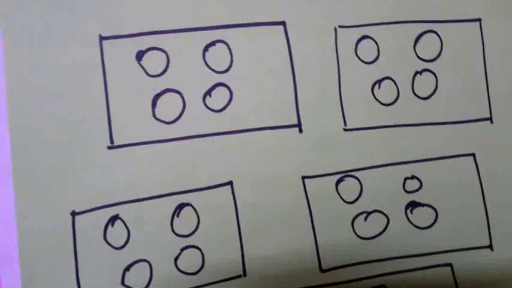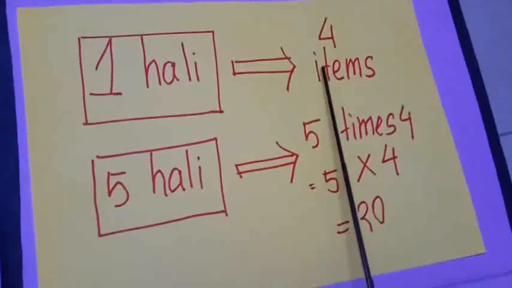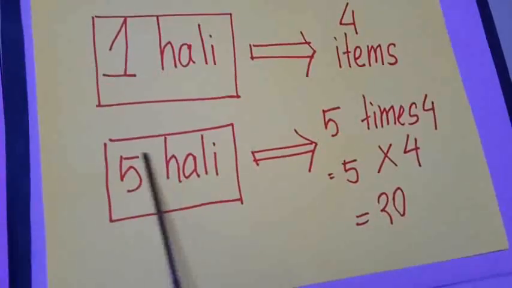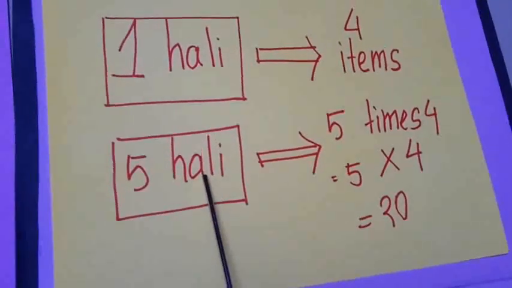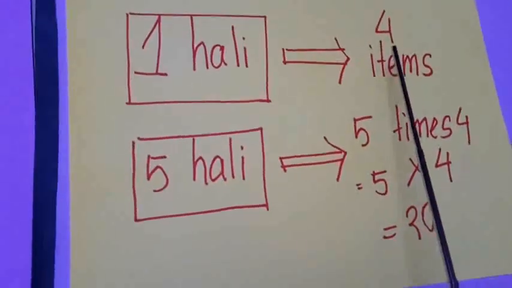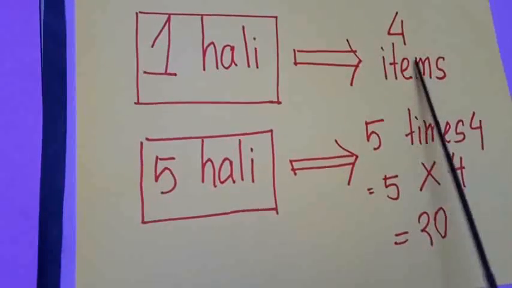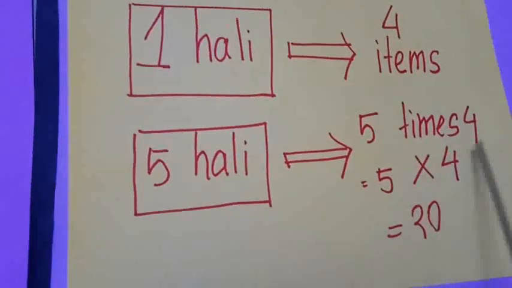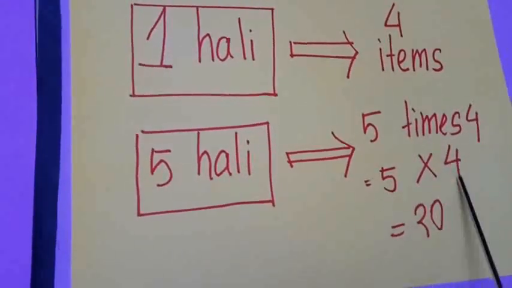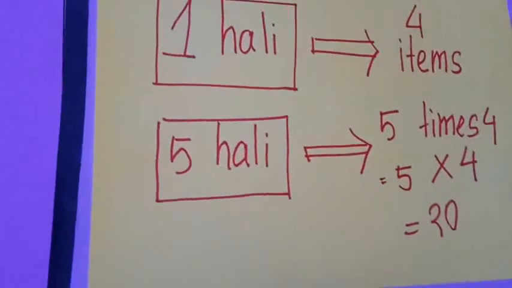Again I am explaining what 1 hali is. 1 hali is related to 4 items and we have to find 5 hali. 1 hali has the same, 5 hali have the same 4 items each. Then 5 times 4. 5 multiplied by 4 equals 20.